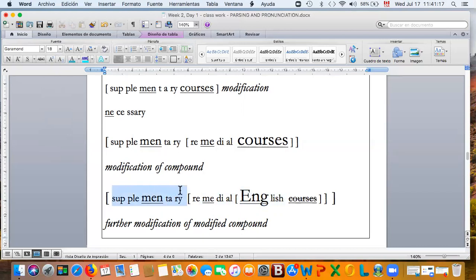As before, these elements here may level out when you're speaking at the normal rate. So that could give you, repeat this with me, please, supplementary remedial English courses. Now let's say it again, this time with slow and careful enunciation. Supplementary remedial English courses. Isn't that easy?